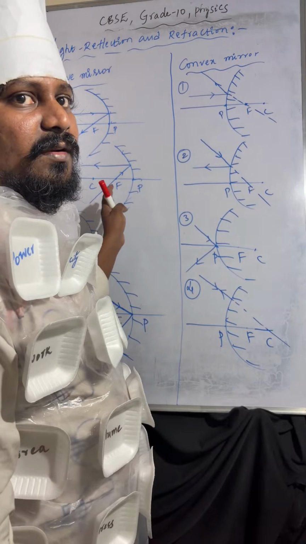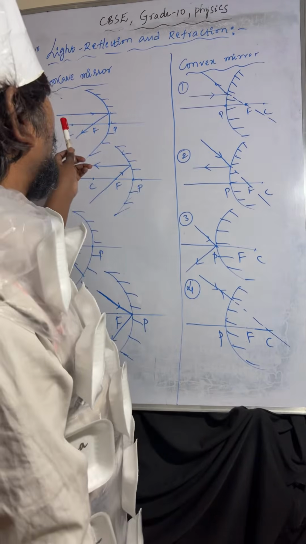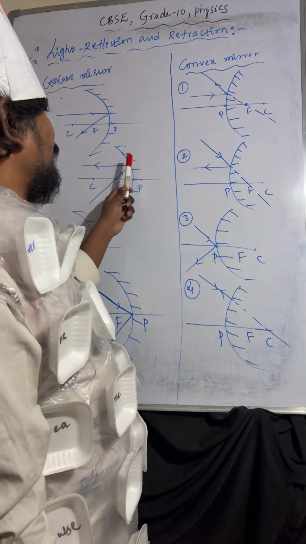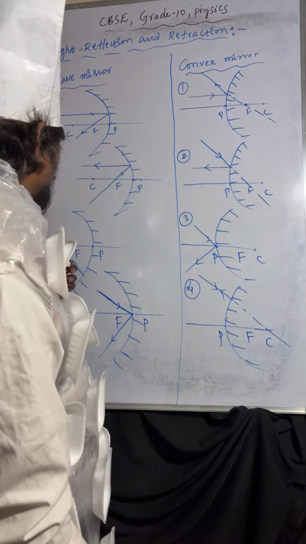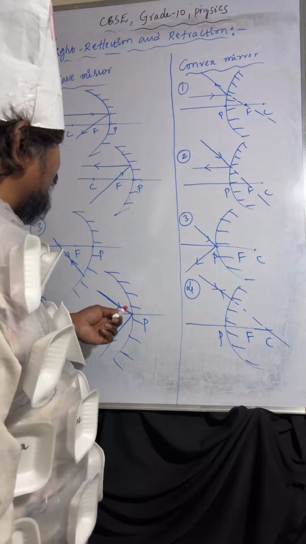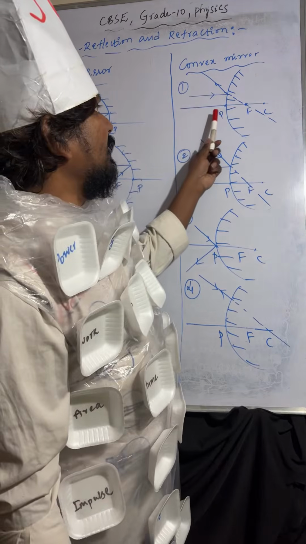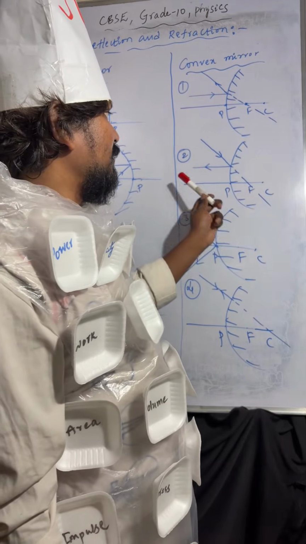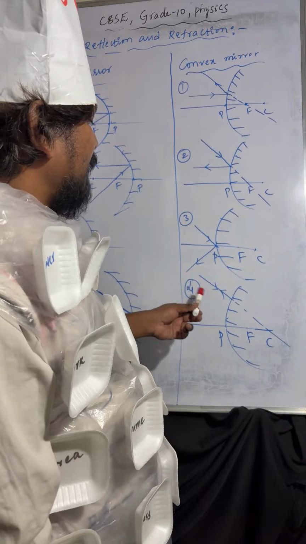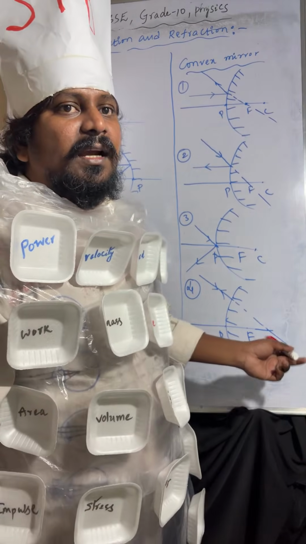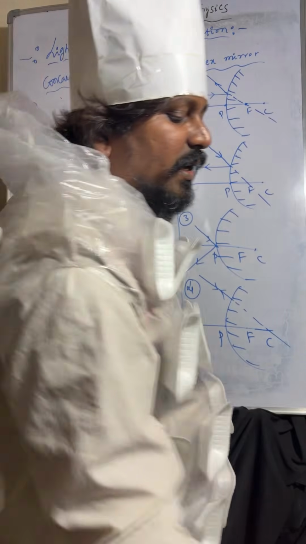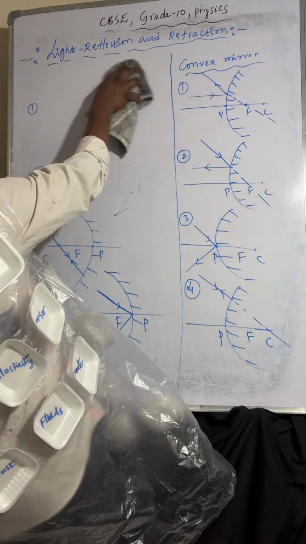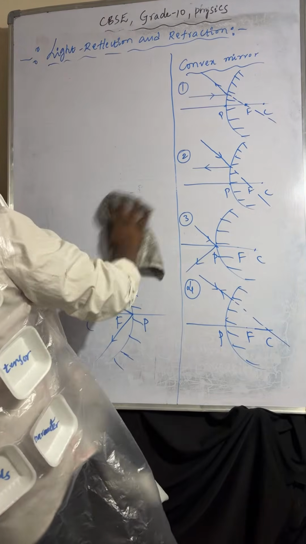So concave mirror ray rules, convex mirror ray rules. Light rays coming from infinity, after reflection pass through focus. Light ray passing through focus, after reflection moves towards infinity. Light ray passing through center of curvature retraces. Light rays incident at the pole reflect back. Here light rays parallel to the axis pass through focus. Light ray passing through focus moves towards infinity. Light ray incident at the pole reflects back. Light ray passing through center of curvature retraces its original path. So these are the ray rules of concave mirror. Now we will discuss image formations.